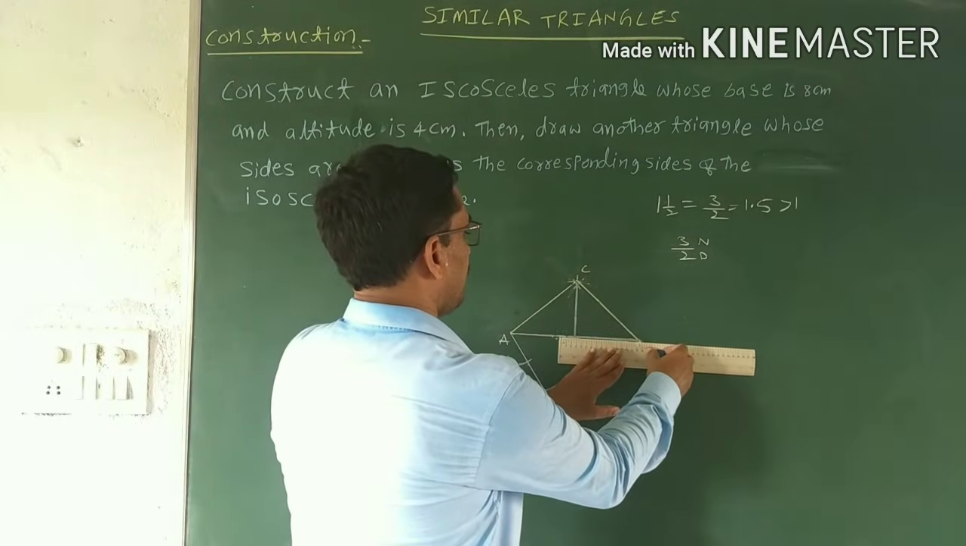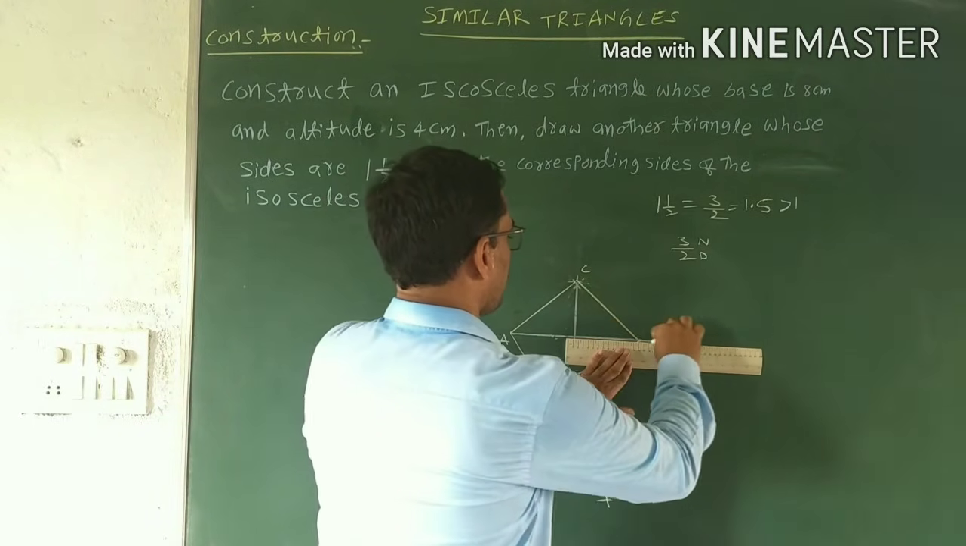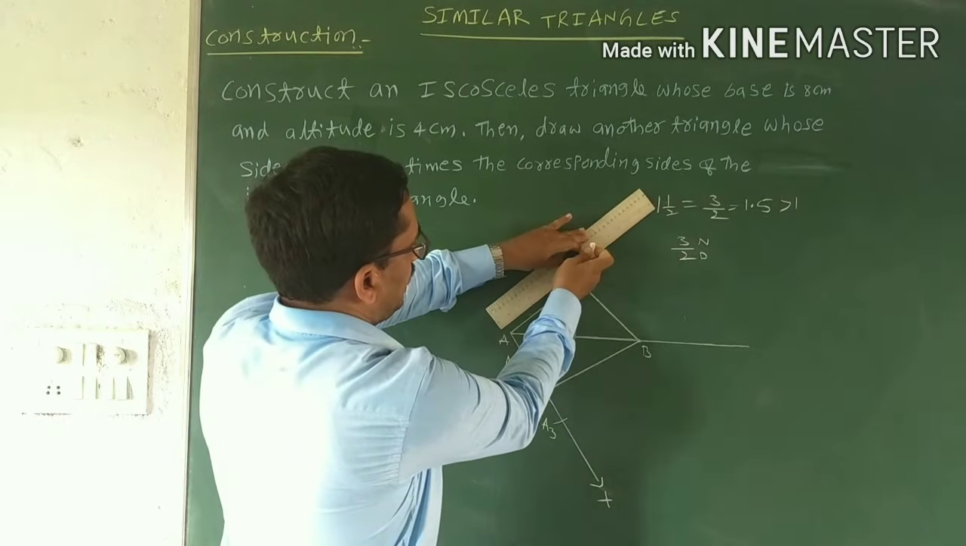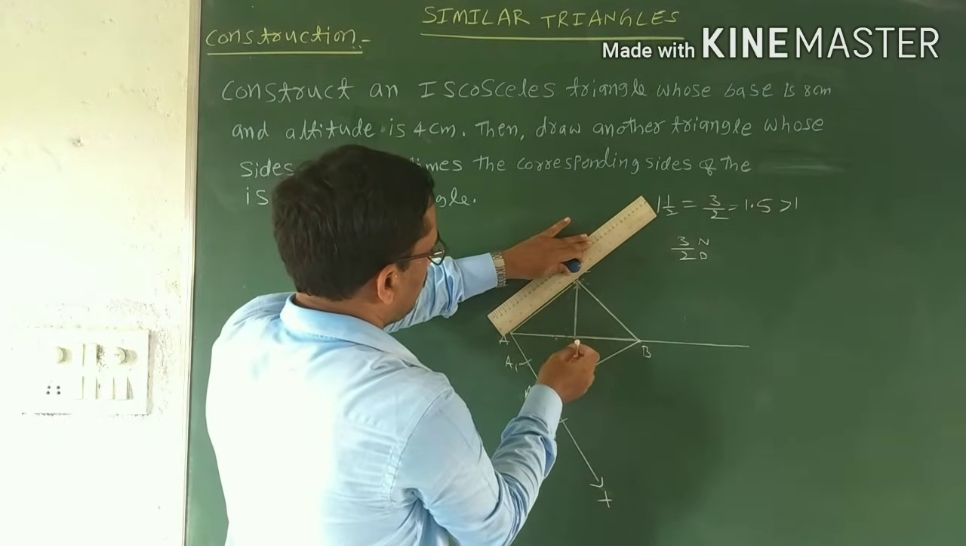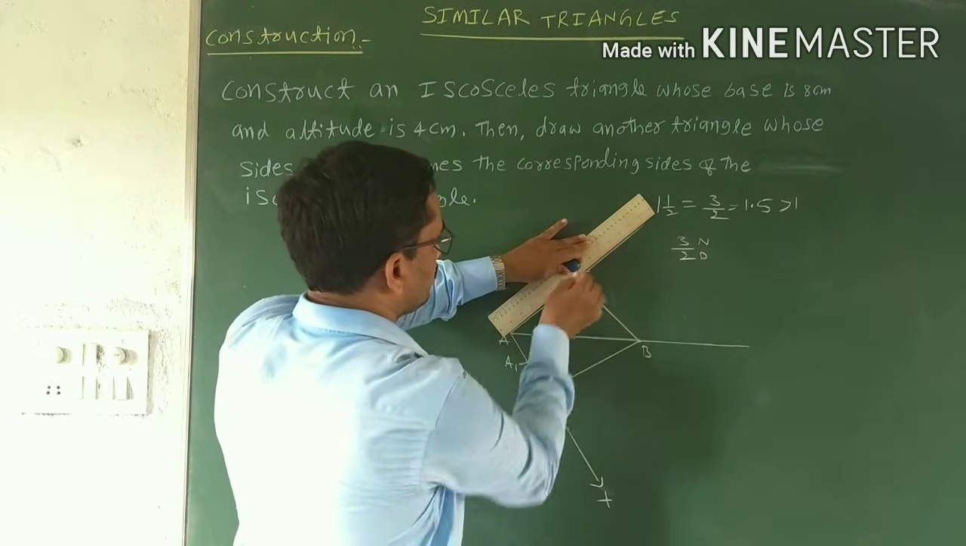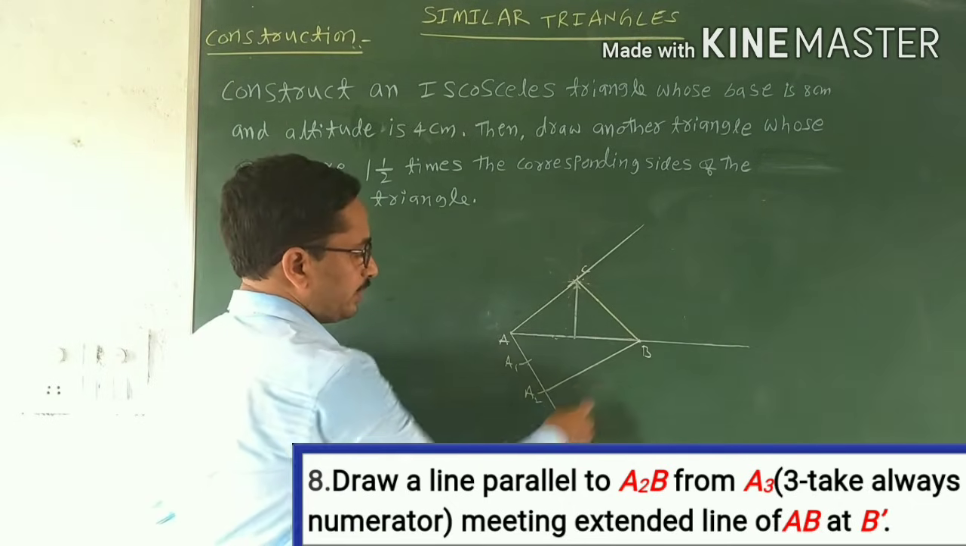Our required triangle is bigger than the given triangle, so we have to extend the sides AB and AC. So I am extending the side AB as well as the side AC. Now we have to draw a line parallel to A2B from A3.